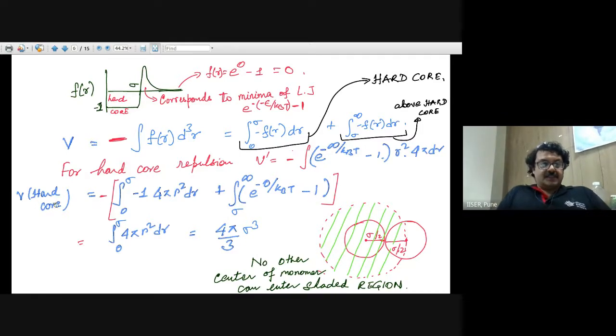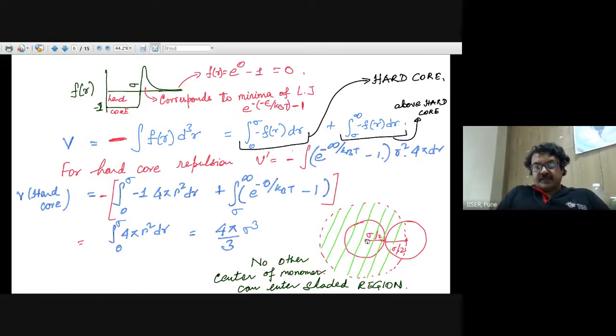Then V for the hardcore would be minus the integral from 0 to sigma of minus 1, over all space, which you write as 4 pi r squared dr. From sigma to infinity, the contribution to the potential is 0 if you have only hardcore interaction, so e to the minus 0 by kBT becomes 1, and 1 minus 1 is 0. So all that remains is 4 pi by 3 sigma cubed. And remember, sigma is the diameter of a monomer.